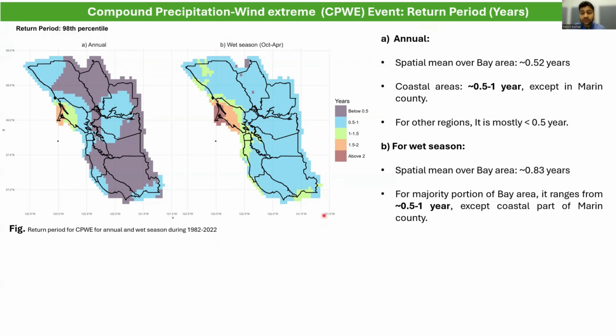The results that we got for the annual scale: the spatial mean over the Bay Area was about 0.52 years. And if we look at the coastal areas, except for Marin County, the data shows that the return period is about 0.5 to 1 years.